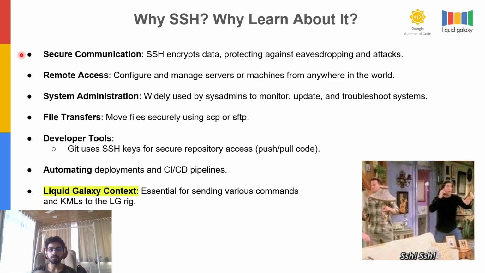And when you fork it, you clone it on your system, you make changes and then you push it. The world is just supported by GitHub, and for all these commands, Git uses SSH, so that's a wonderful thing. And again, you can automate CI/CD pipelines. You can just write your scripts, store them somewhere, and execute them remotely whenever needed. And the main point is that from the Liquid Galaxy context, it is essential for sending various commands and KMLs, logos, clearing them to the Liquid Galaxy rig.